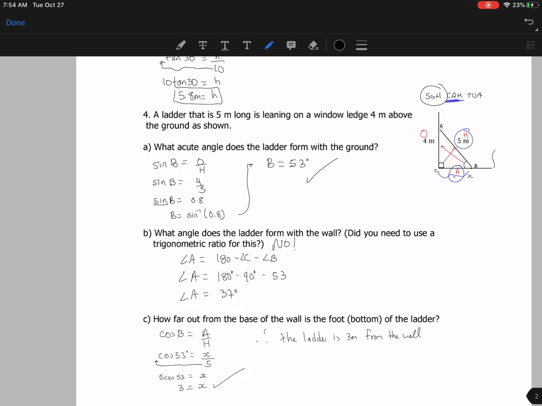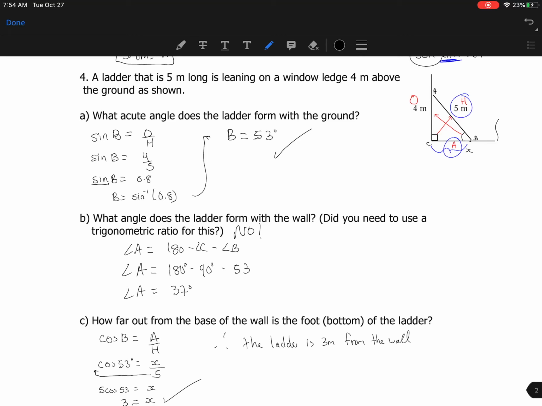All right, so the math is the same. You're just going to have to apply your skills to some word problems. Hope this went okay. If you have any questions for me, please let me know.